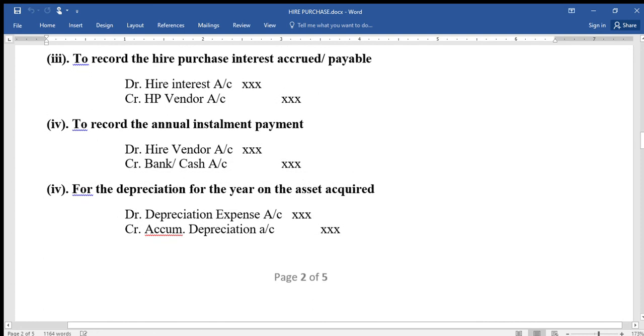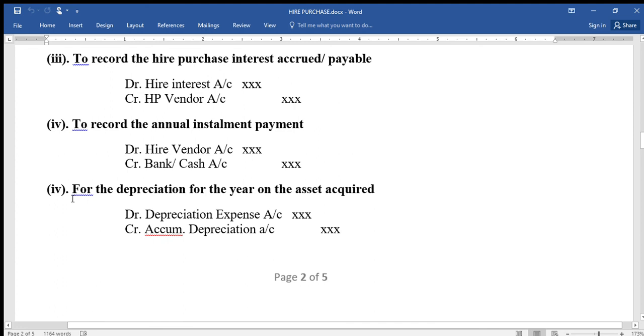Then the fourth is to record the annual installment payment. Annual installment payment is a payment, so it involves cash or bank. We are paying, so cash or bank is reducing. We credit cash or bank and we debit the hire vendor's account because we are paying him. The money he or she is demanding from us is reducing. So we debit the hire vendor's account and credit bank or cash account.